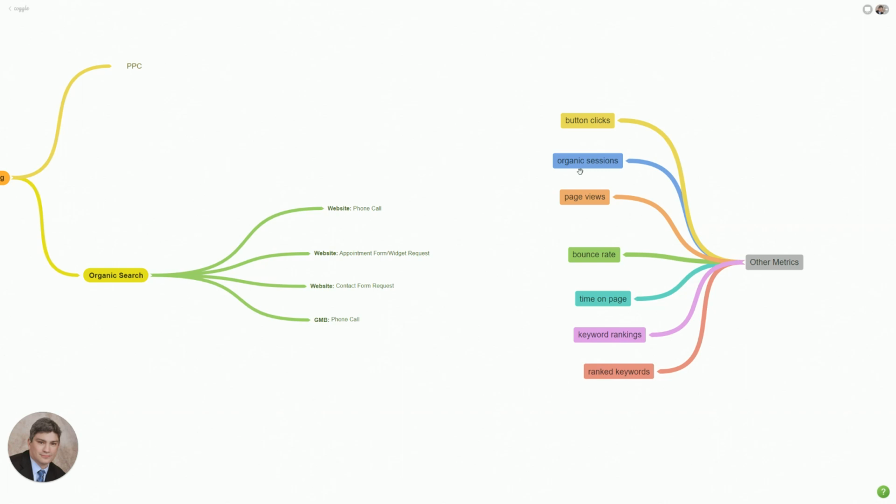Well, okay, we don't have enough traffic. So that's why we're not getting phone calls, because we're not getting traffic. So what do we have to do? We need to increase our traffic, right? Our organic sessions and our page views. Maybe we need to do some SEO to get ranked for more keywords and drive more traffic.